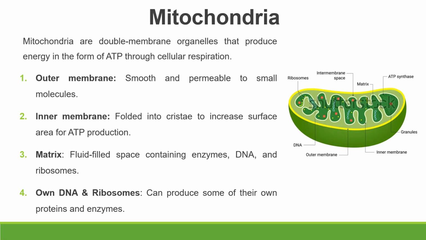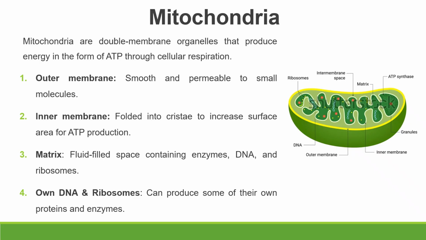And the next part is mitochondria. Most probably we have heard many times that the mitochondria is the powerhouse of the cell. It is a double membrane organelle that produces energy in the form of ATP through cellular respiration. It has an outer membrane, which is smooth and permeable to small molecules, and the inner membrane has folds inside that you can call cristae, to increase surface area for ATP production. And inside you can see the cristae.